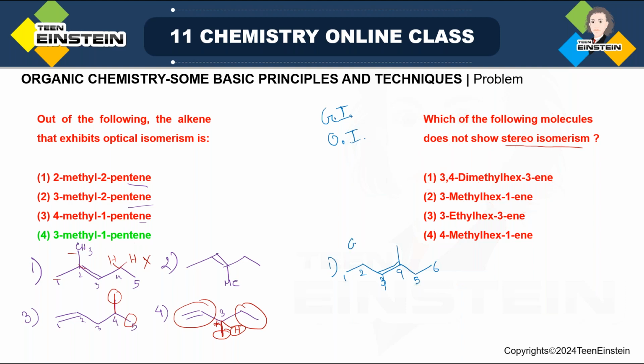Here GI is possible, isn't it? Because we have an ethyl group and a methyl group, and if these 2 ethyl groups, as I have drawn here, are opposite to each other, it should be trans. You can also draw the cis. So this is not our answer, because we have to find the one that does not show it.